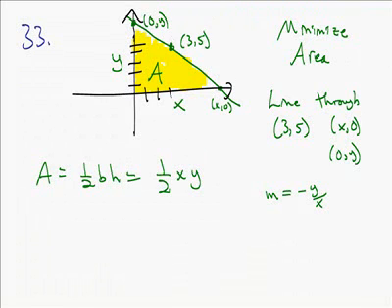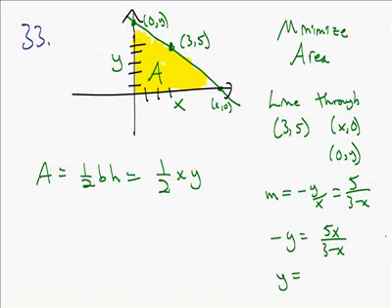The slope from this point to this point, which is y minus 0 over 0 minus x, negative y over x, has to equal the slope from this point to this point, which is 5 minus 0 over 3 minus x. And now I think we can solve for y in terms of x. Do you agree? We have that negative y equals 5x over 3 minus x, and so y is equal to negative 5x over 3 minus x.